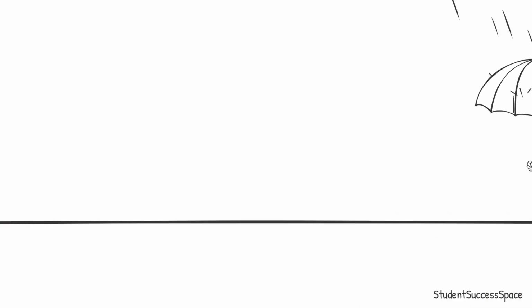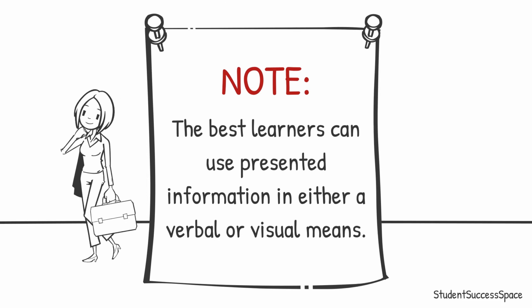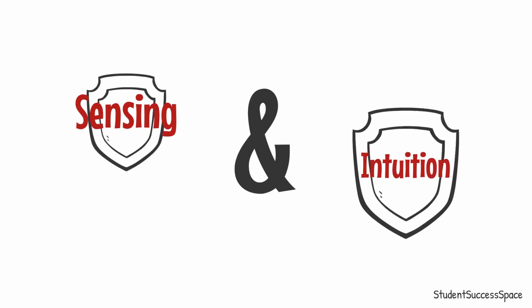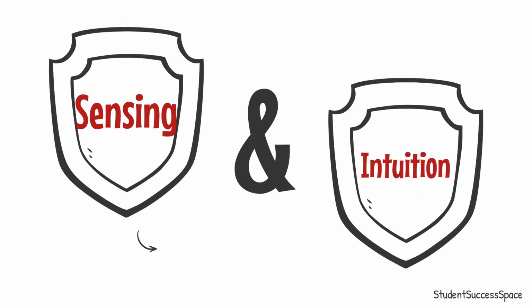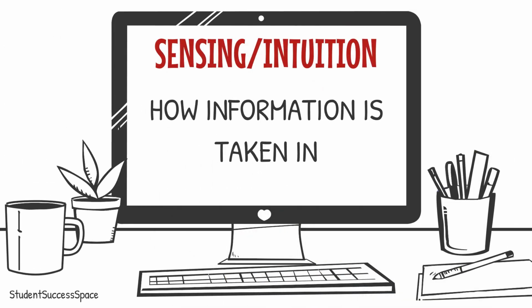It is important to remember that this theory emphasizes that the best learners are those that can process presented information through either verbal or visual means. These preferences are based off of the works of Carl Jung, who identified the continuum between sensing and intuition. This continuum is seen in other learning styles as well. The sensing and intuition preferences relate to how information is perceived or taken in.